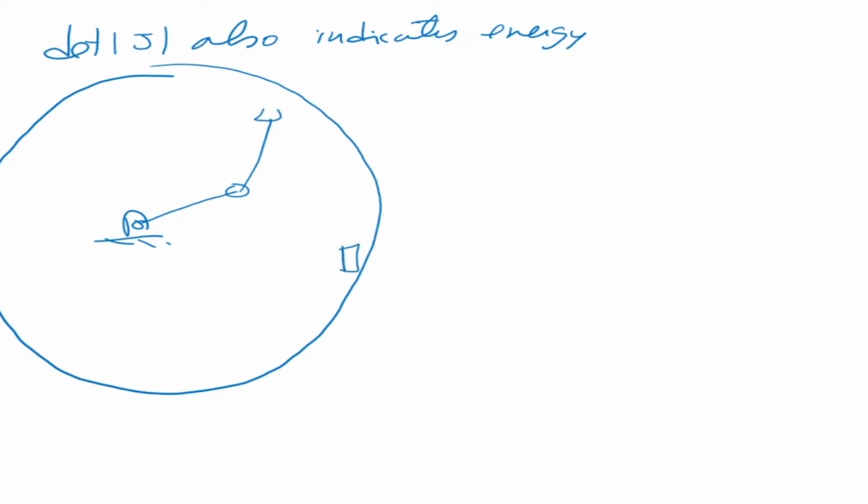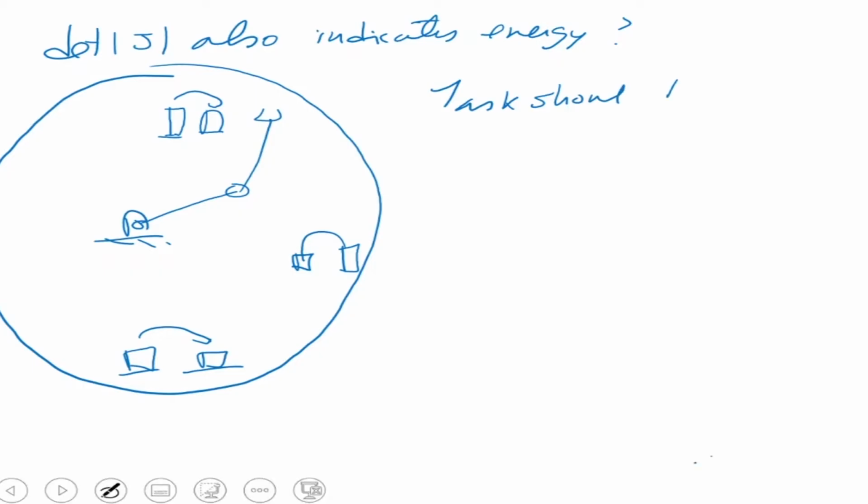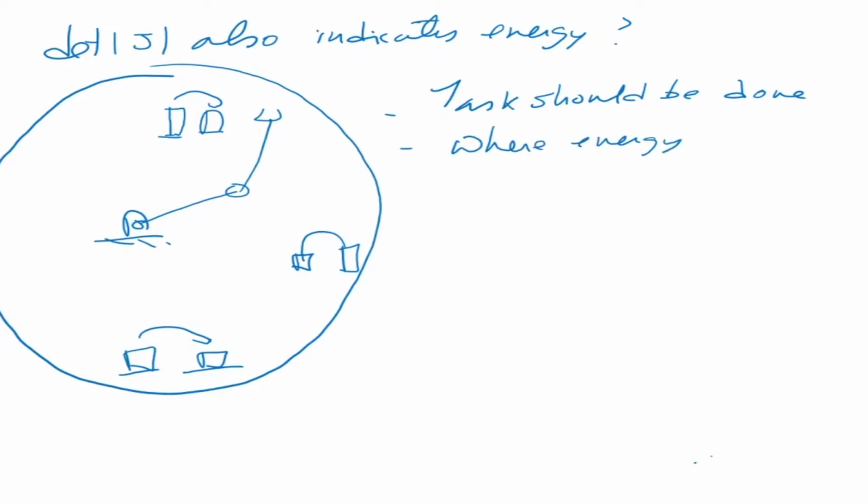I want to pick and place. Should I do it here? Pick and place here. Should I do it here? Pick and place like this from here to here. Should I do it here? So what should be done, or where should it be done? The way to answer this is: the task should be done where the energy requirement is minimum. This makes sense, that the task should be done in a region in the workspace where the energy requirement is minimum.